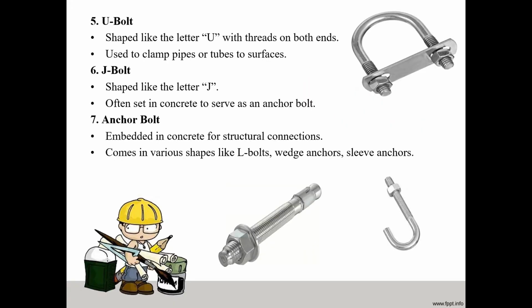Next one is the U bolt. That is shaped like the letter U with threads on both ends. It is used to clamp pipes or tubes to a surface.